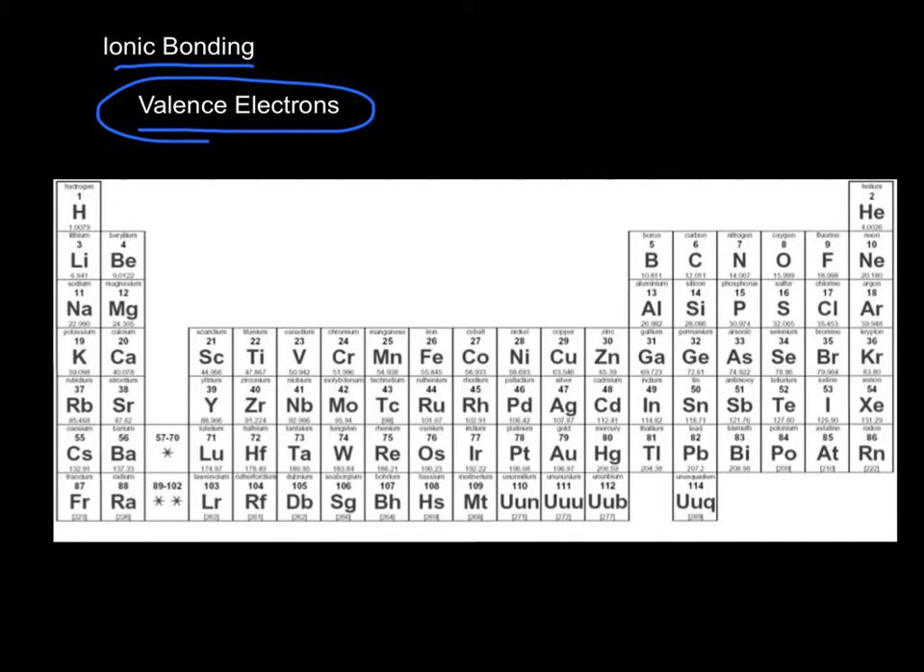So everything in this group, the alkali metal group, has 1. Everything in the alkaline earth metals has 2. And then 3, 4, 5, 6, 7, 8. So the number of valence electrons is going to be an important first step towards forming ionic bonds. So make sure you remember how to do that.